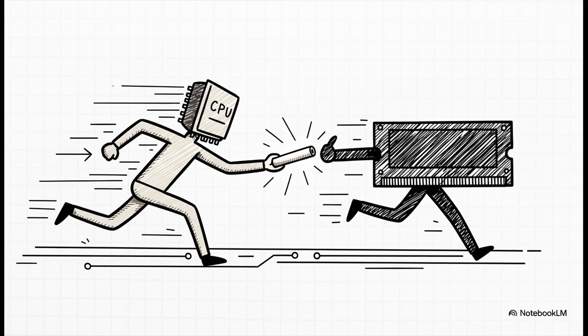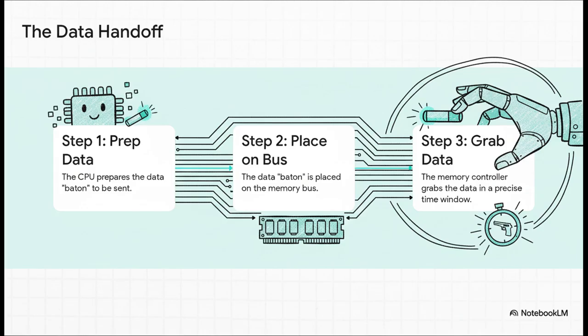Probably the easiest way to picture what's happening is to think of it like a relay race, a super, super high-speed one. In this race, you've got the processor and the memory as two runners. And the data? Well, the data is the baton they're passing back and forth. But here's the crazy part. This isn't some school track meet. This handoff is happening billions of times, every single second. So let's break that handoff down.